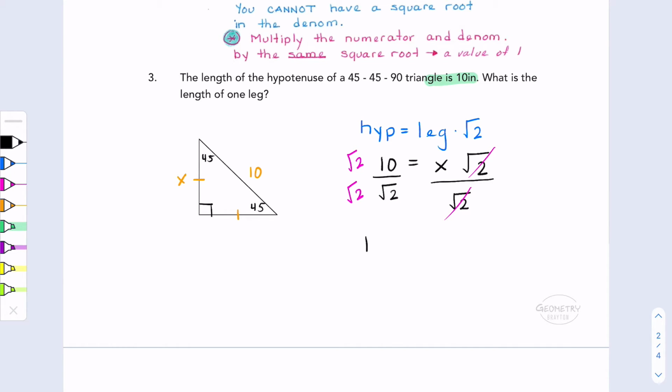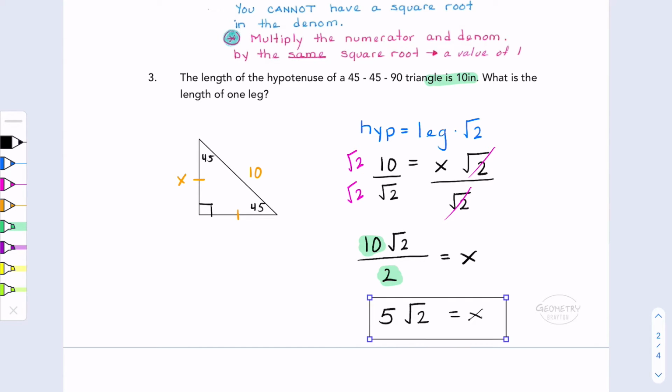Our numerator becomes 10 times the square root of 2. The denominator is going to be the square root of 4, which is 2. And this is equal to x. Now you simplify if you have any common terms, which we do. We have a common term of 10 divided by 2. That leaves us with 5 square root of 2 is equal to x. And that here is your final answer.